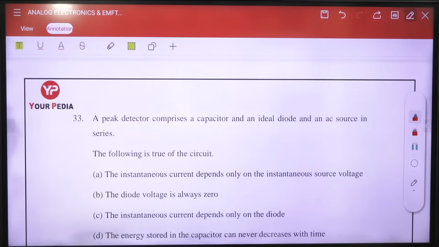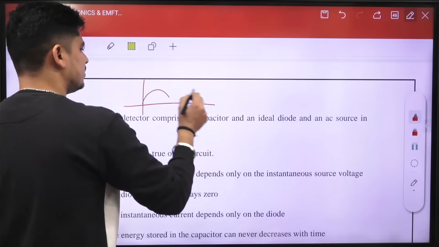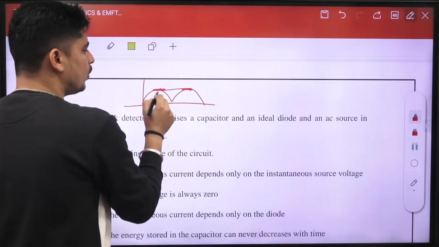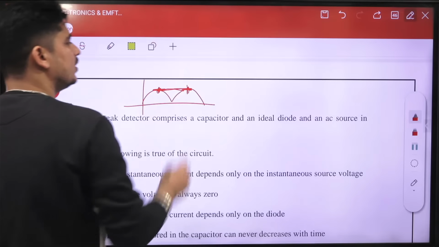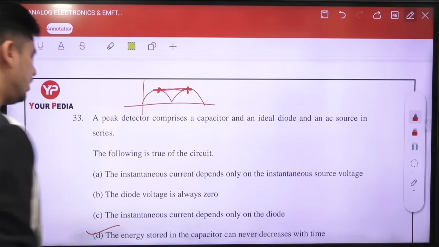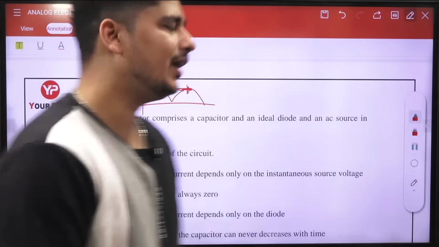It is a peak detector which detects the peak. See, basically, if you have a peak detector inside the circuit, let's say this is the input. It will detect this peak, then again the next peak. So it means there should be no discharging here. So energy stored in the capacitor can never decrease with time. So the answer will be D here. Energy remains constant, right? The answer will be D.